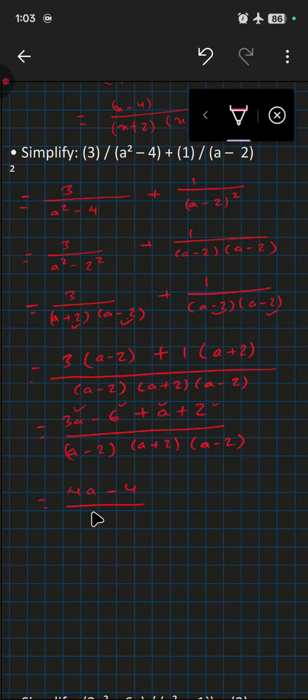Here also you can see there is a common factor in the numerators, right? So we will take it common and try to find the answer in product form in the numerator also. So 4 is common, what is left? A minus 1, over a minus 2 multiplied by a plus 2 multiplied by a minus 2. So nothing can be reduced over here. So this is the answer for this question.